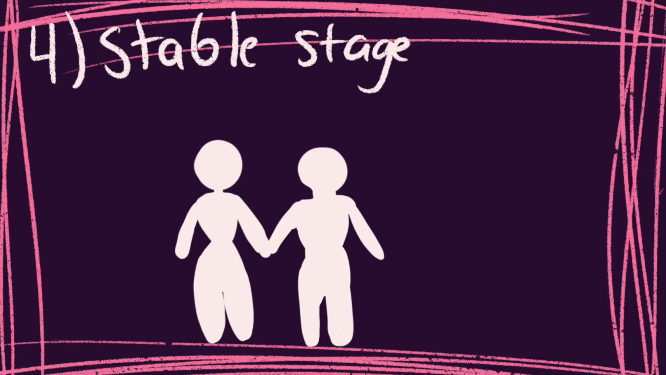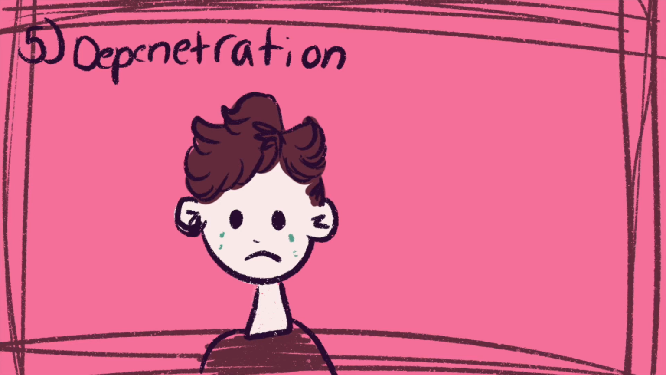Number 4 is going to be our stable stage. Communicators share an open, comfortable relationship, and oftentimes people can predict how the other person may react to certain things. Number 5 is our last and final stage. This is going to be deep penetration. When one or both communicators start to believe the costs of self-disclosure outweigh the benefits, they'll withdraw from using that self-disclosure, thus ending the relationship.